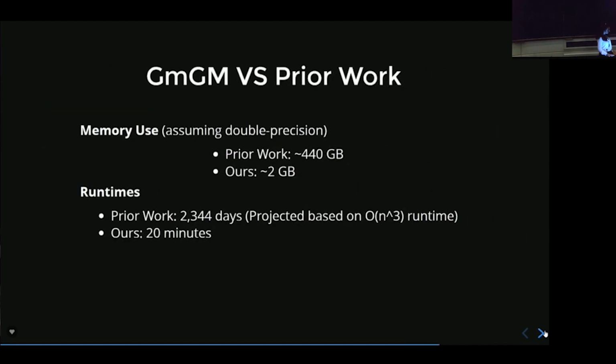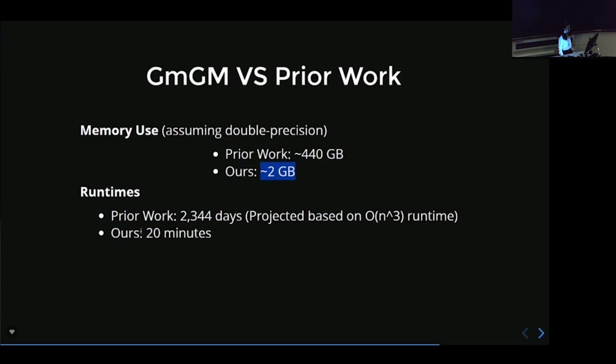Now, how did we compare to prior work on this? So we only needed to use the fast version of our algorithm. We only needed 2 gigabytes, while prior work would have needed, this is a projection, of course, 440 gigabytes. That means you really can't run prior work, but you can run our approach, and you need this amount of memory.